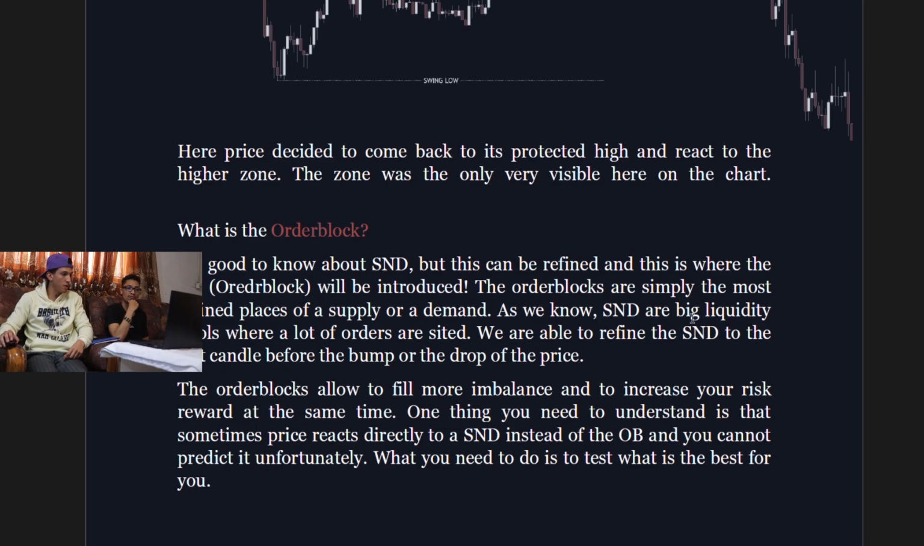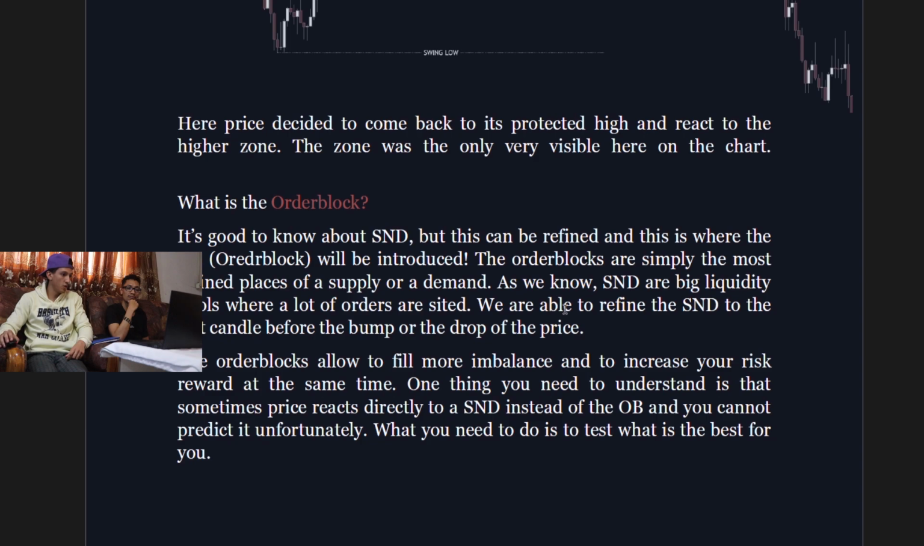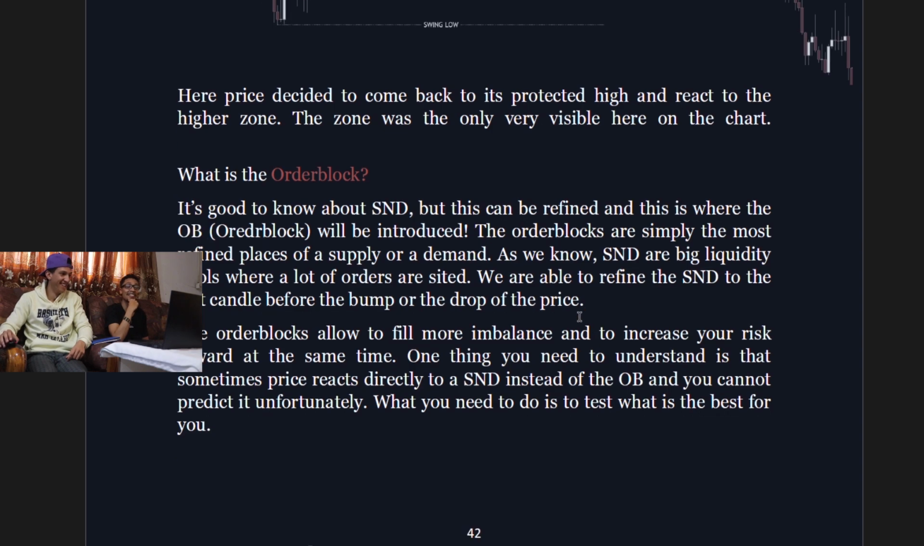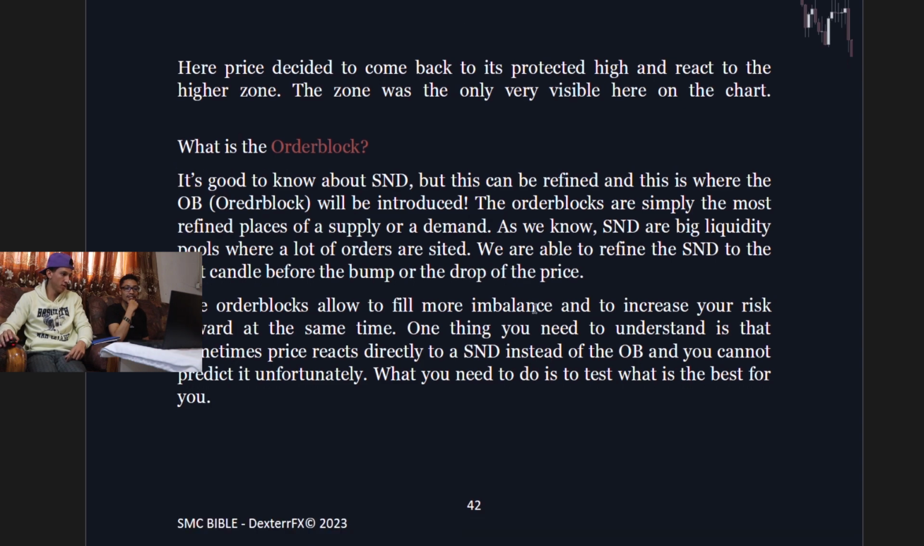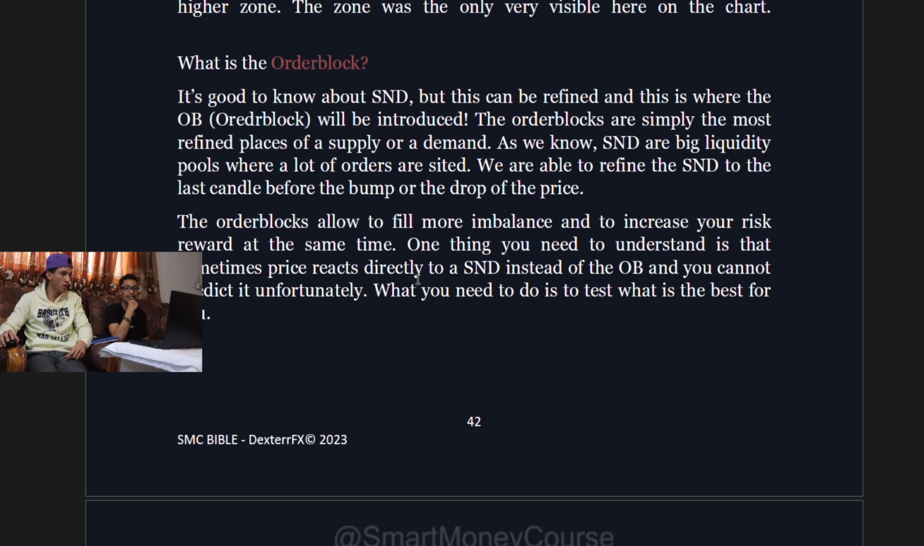Order blocks are simply the most refined places of supply or demand. As we know, supply and demand are big liquidity pools where a lot of orders are seated. We are able to refine the supply and demand to the last candle before the bump or drop of the price. Order blocks will allow you to form more imbalances and to increase your risk reward at the same time.